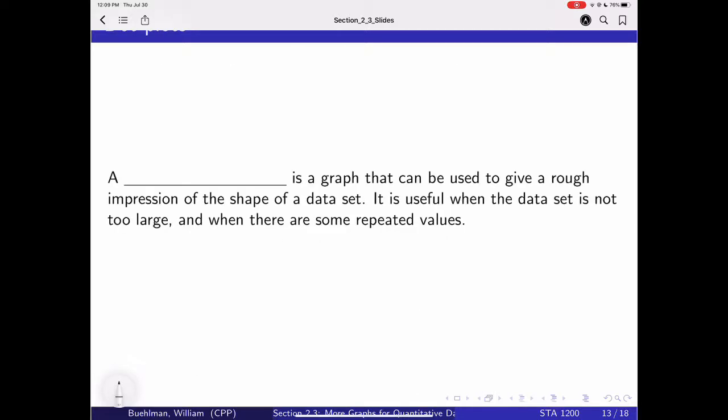So next we have dot plots. A dot plot is a graph that can be used to give a rough impression of the shape of the data set. It is useful when the data set is not too large or when there are some repeated values.